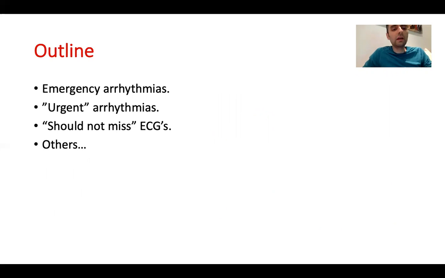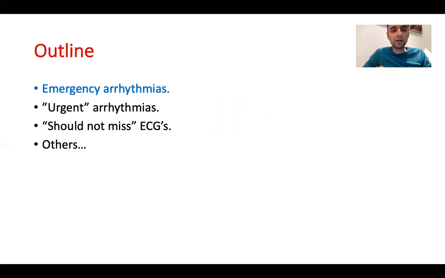Okay, so the outline is we will show a couple of examples of emergency arrhythmias, then a couple of examples of less emergent but still urgent arrhythmias, then a couple of ECGs with findings that you should not miss, and then other miscellaneous findings.